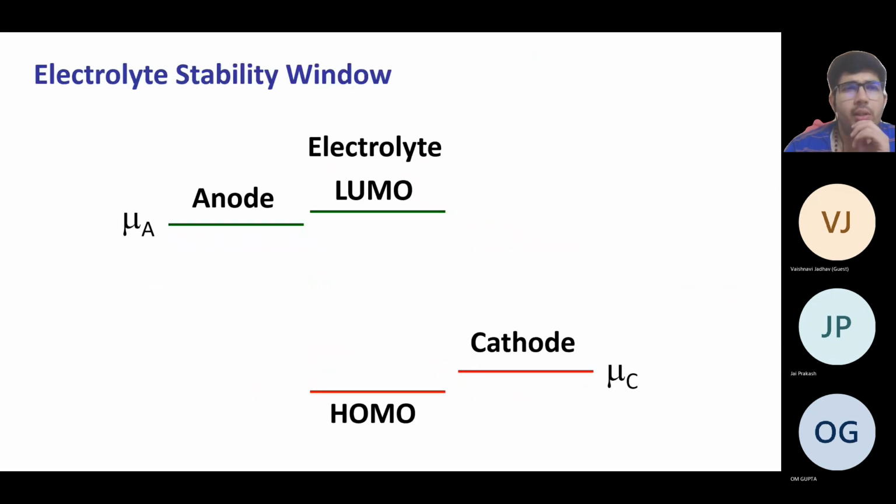Now come to the electrolyte stability window. The electrolyte stability window requires that the anode and cathode potentials are between the LUMO and HOMO. For more detail regarding this electrolyte stability window explanation, please refer to the class videos.